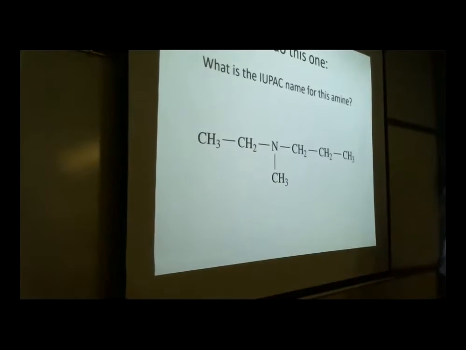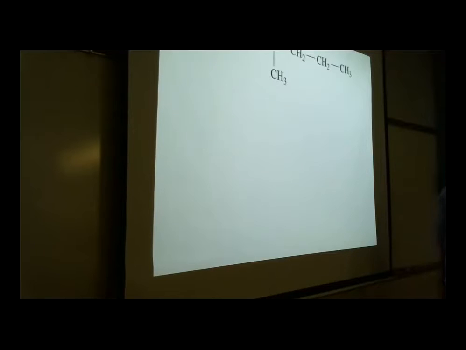So let's figure out this one. We need to first identify the longest chain. So we've got 1, 2, 1, and 1, 2, 3. So the longest chain is the 3-carbon chain, right? So that's the longest chain. And so it's going to be propyl, which is then going to get changed to propanamine, right? But this is not a regular old NH2, right? If this were NH2, we'd just call it what? 1-propanamine. We're done, right?